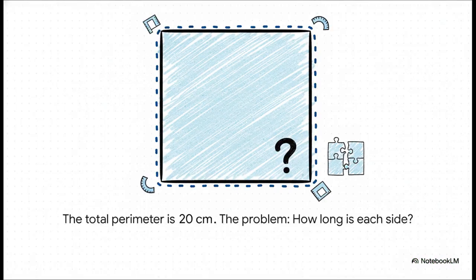Okay, so check this out. We have a new kind of problem here. We're told that the total perimeter of this square is 20 centimeters. So the question is, how long is each individual side?